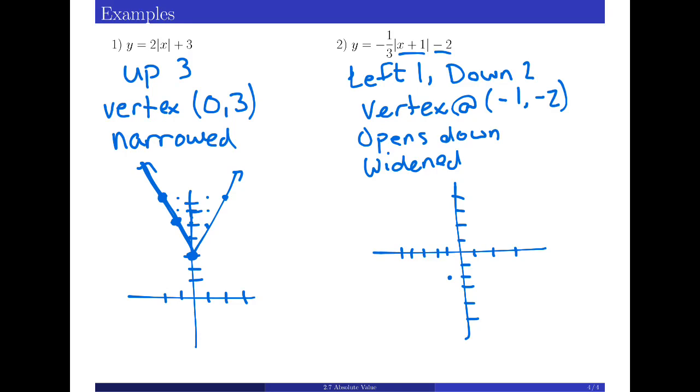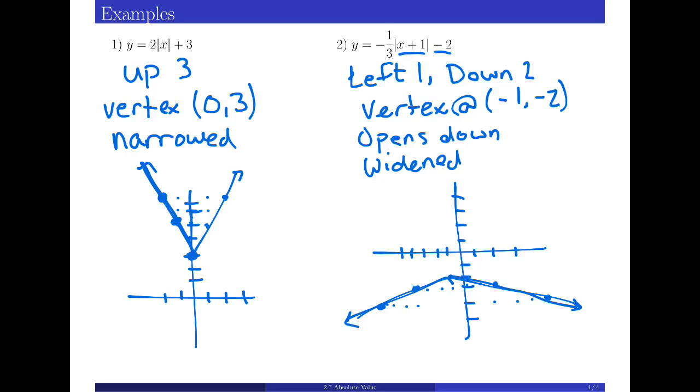Okay. So again, from here, we're going down 1 and over 3, down 1, over 3, down 1, over 3, and now I'm just guessing, but that's okay. But there's half of our V, and then down 1, over 3, down 1, over 3, and there's the other half of our V. Not perfect, but we got the job done.